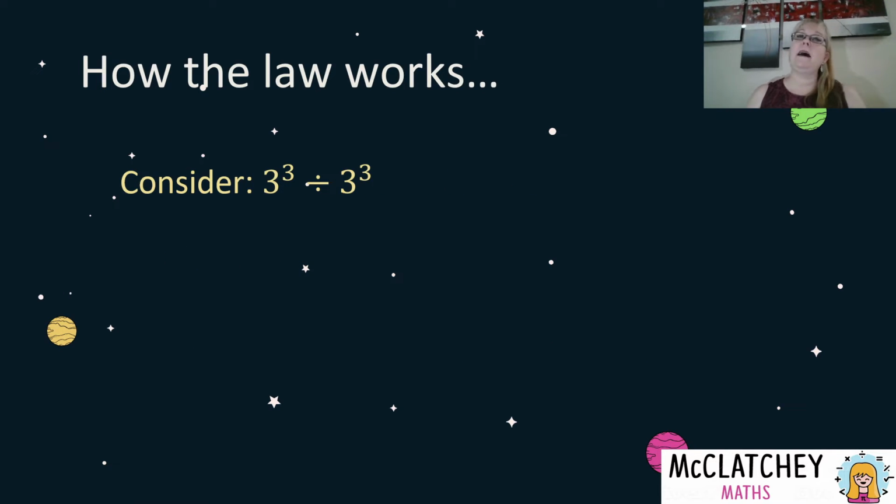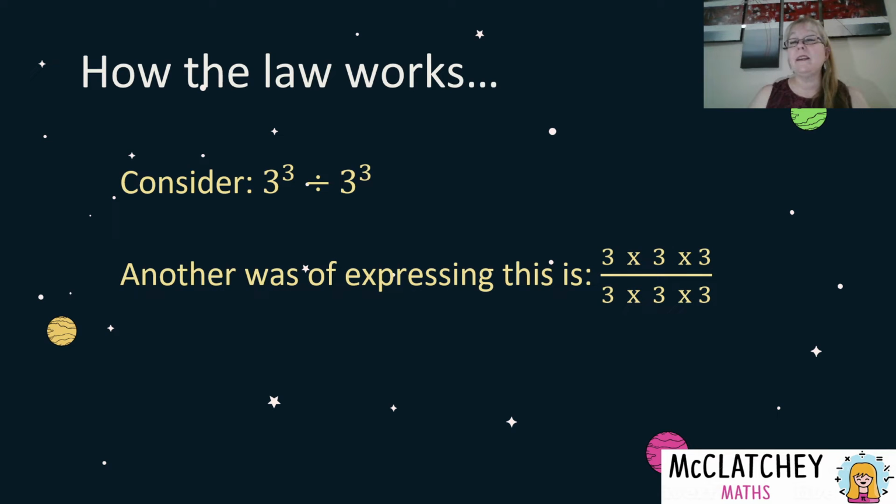Okay, so let's think about using some real numbers. 3 to the power of 3, and we're going to divide that by itself, 3 to the power of 3, because that's what happens if those powers are the same and the base is the same. We're dividing the number by itself. So another way I could express that would be 3 times 3 times 3 divided by 3 times 3 times 3. You'd recall anything divided by itself is going to be equal to 1.